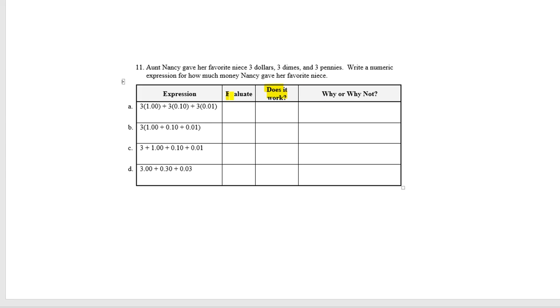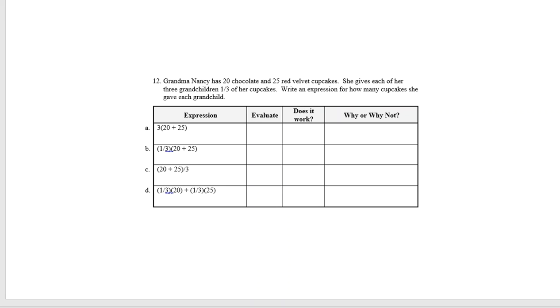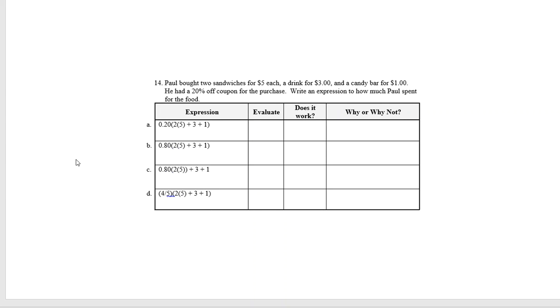You're also going to evaluate the expression. So you're going to simplify it. You're going to figure out the answer. If the expression works, if they're yeses, your answers should match up. Okay? And then if the expressions do not work, if you get a no, I want you to tell me why they don't work. Okay? So you should be able to finish this before you leave today. So you are doing 11, you're doing 12, you're doing 13, you're doing 14. You're checking them off with me, and then we will continue with this lesson tomorrow.